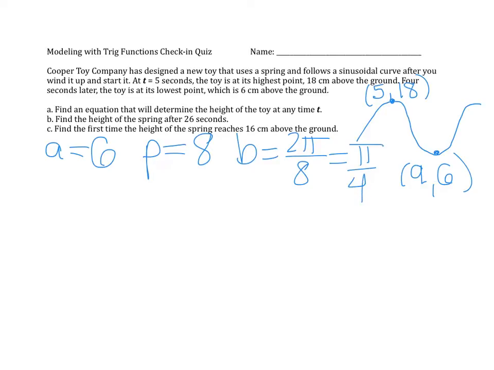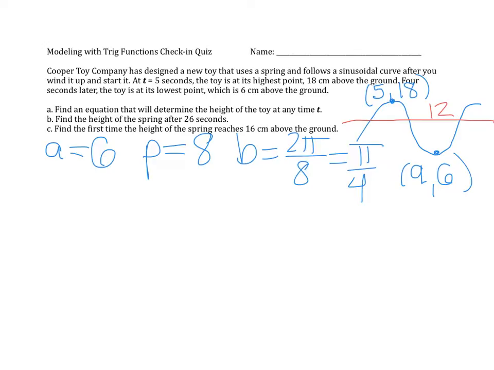The other thing we'll need is the midline. The midline, you can get a couple of ways. One is to add the amplitude to the bottom, so 6 plus 6 would give you 12. Take away the amplitude from the top, 18 minus 6 would give you 12. Or you can do the average of your top and your bottom. 18 and 6 is 24, divide that by 2, and you would get 12 for the midline.